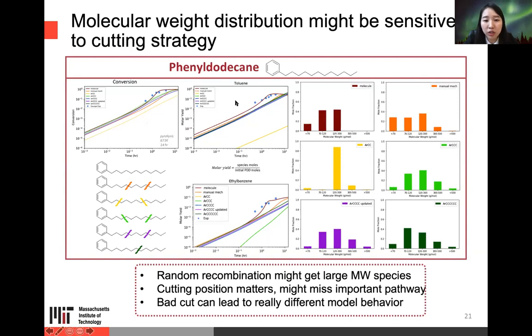However, if we look at the toluene concentration, we can see the yellow one basically has a large offset. And looking at the molecular weight distribution, we can also see the yellow one shows a really different molecular weight distribution compared with all the other cutting strategies. So here we can see the cutting position matters, and it might miss some important pathway. A bad cut can lead to really different model behavior. So at this point, the user should be very cautious about the initial cutting strategy they use.